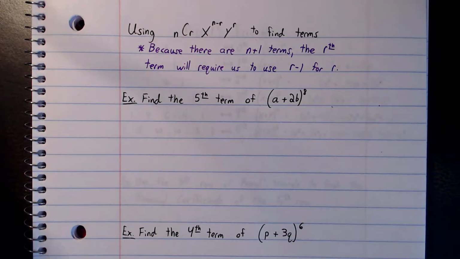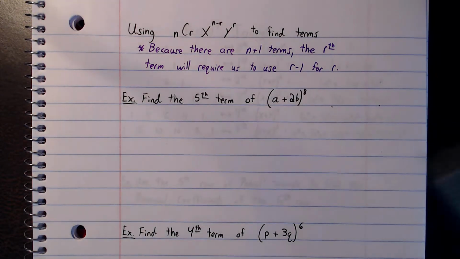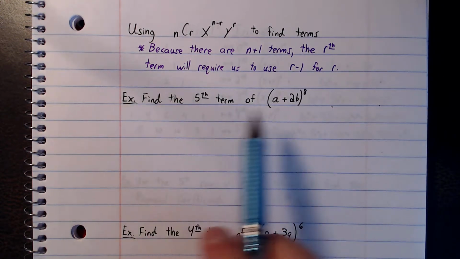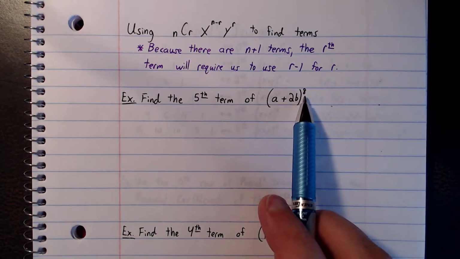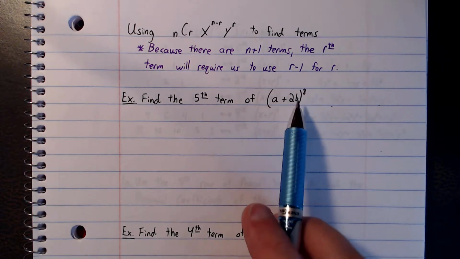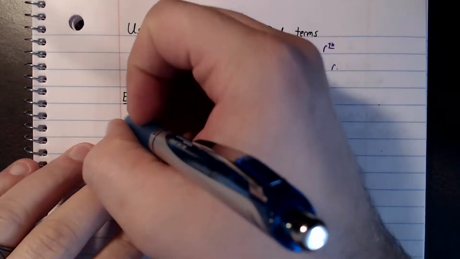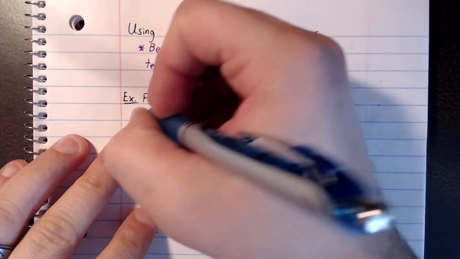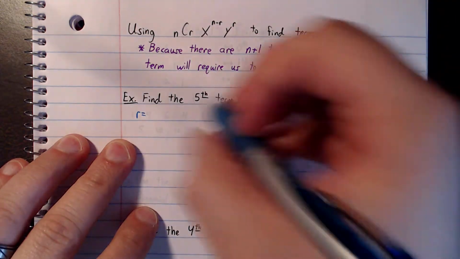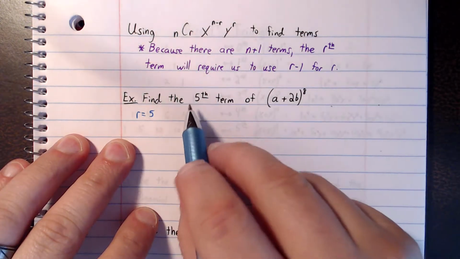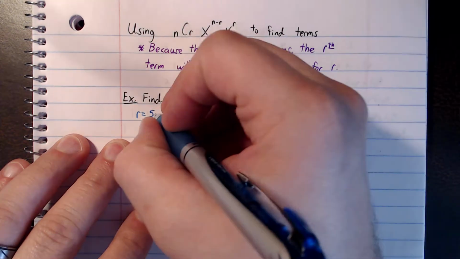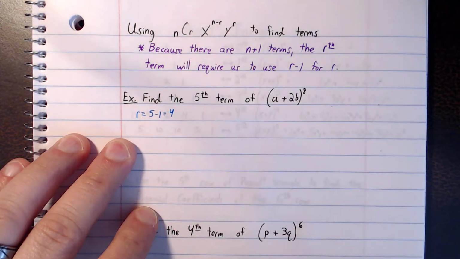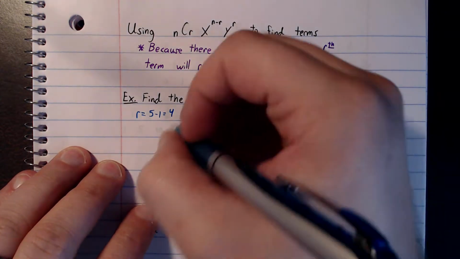Okay, we want to find the 5th term. Right, this would be our rth term, the 5th term of a plus 2b to the power of 8. That's an 8 right there. It's a little tough to see. But we need to know some things, right? We need to know, for example, that our r value is going to be 1 less, right? 1 less than whatever they give us. So 5 minus 1 would be 4. So that's our r value is 4.